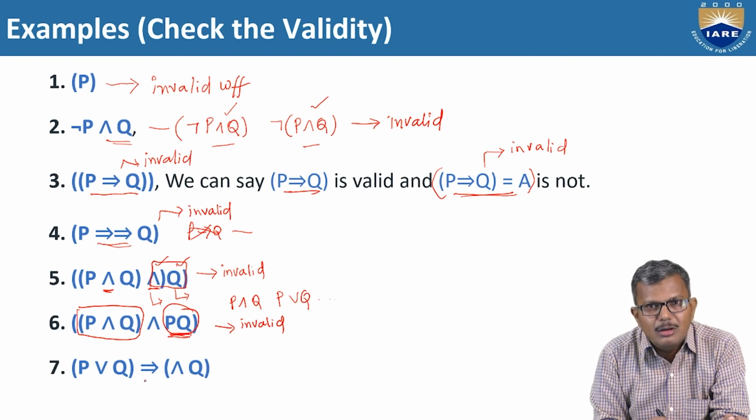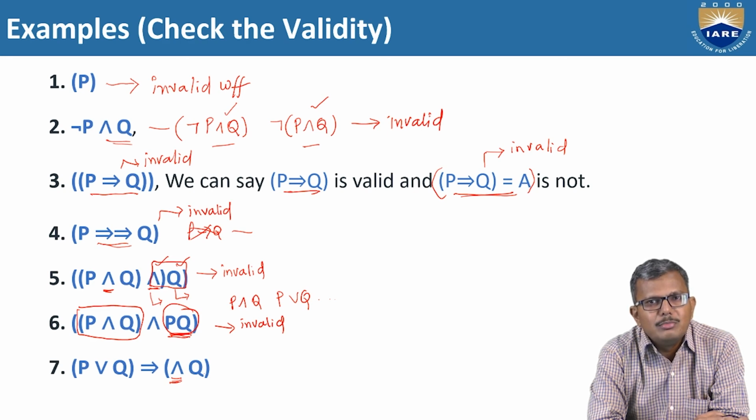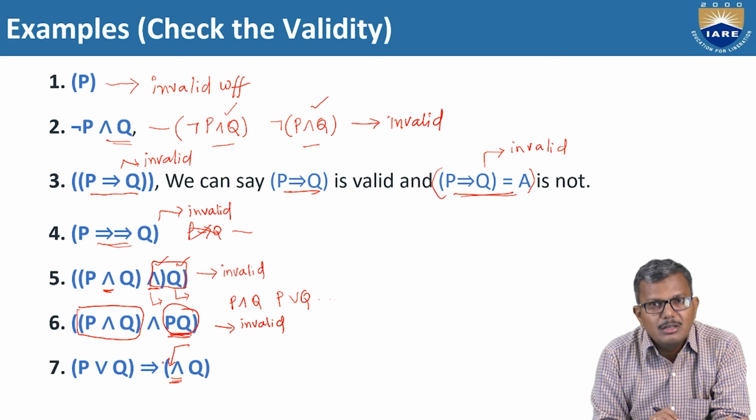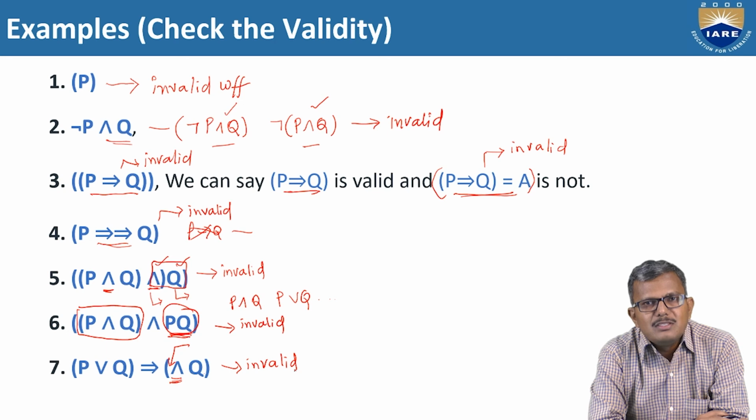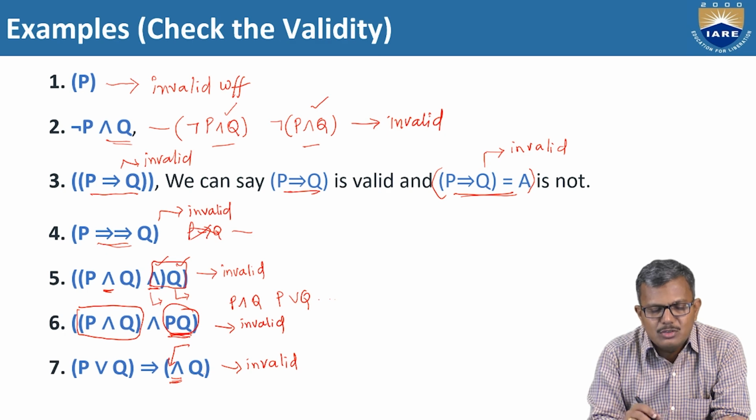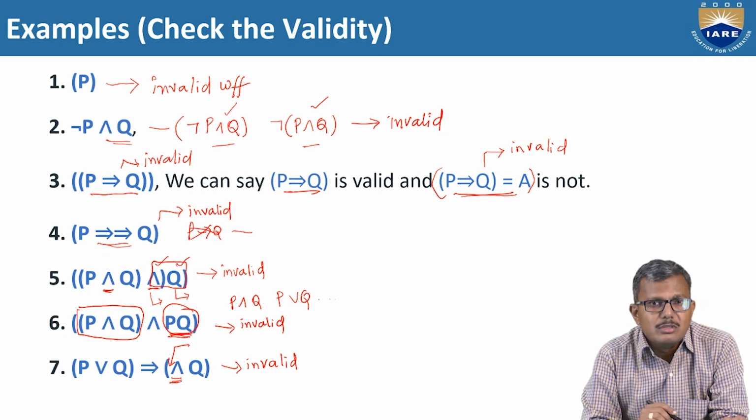Coming to the other example, P or Q implies and Q. Just now I told you that and is a connector. If you are using a connector, definitely there should be two atomic statements. But here there is no statement after it. That's why this also becomes invalid. Whenever you represent a specific statement and say that it is a WFF, then it has to satisfy all these kinds of rules. Then only we can say that it is a valid representation.